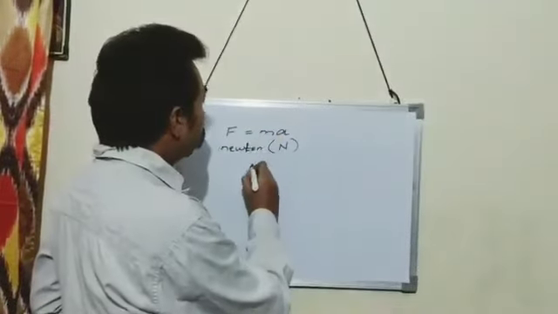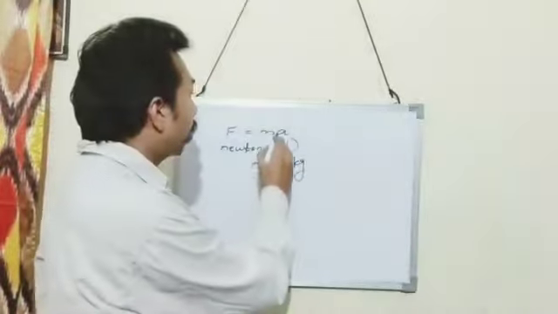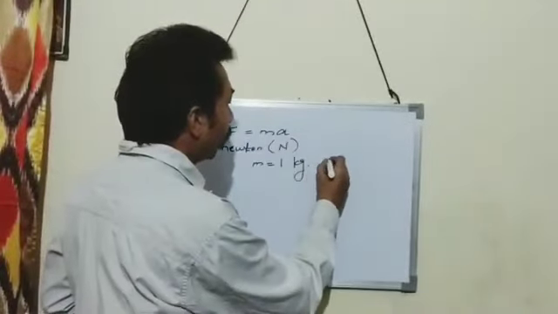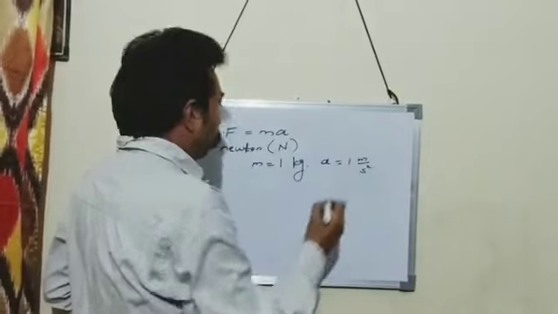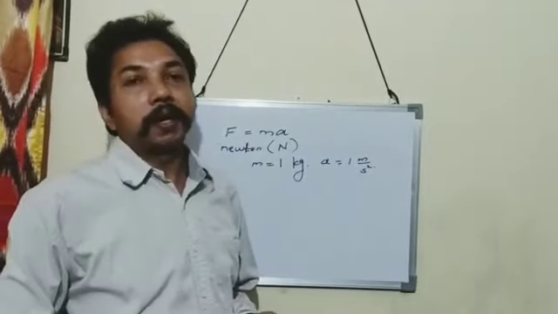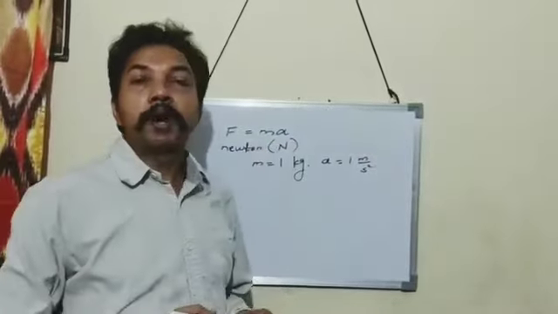Suppose the mass of a body is 1 kilogram, and the acceleration produced is 1 meter per second square. Then the force is said to be 1 Newton.